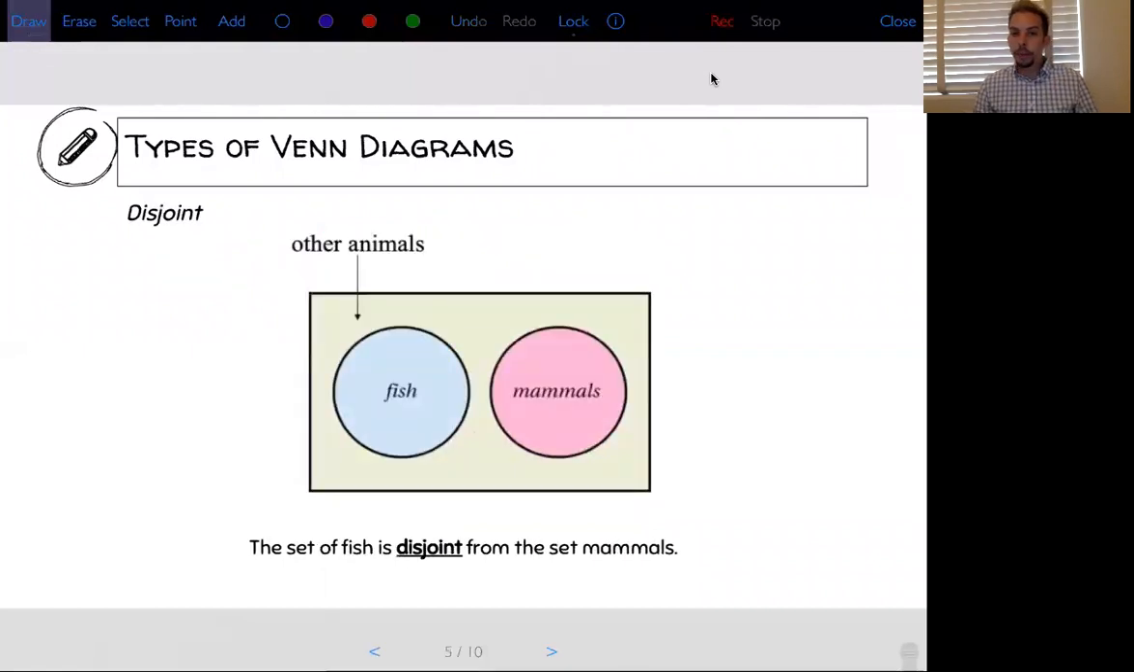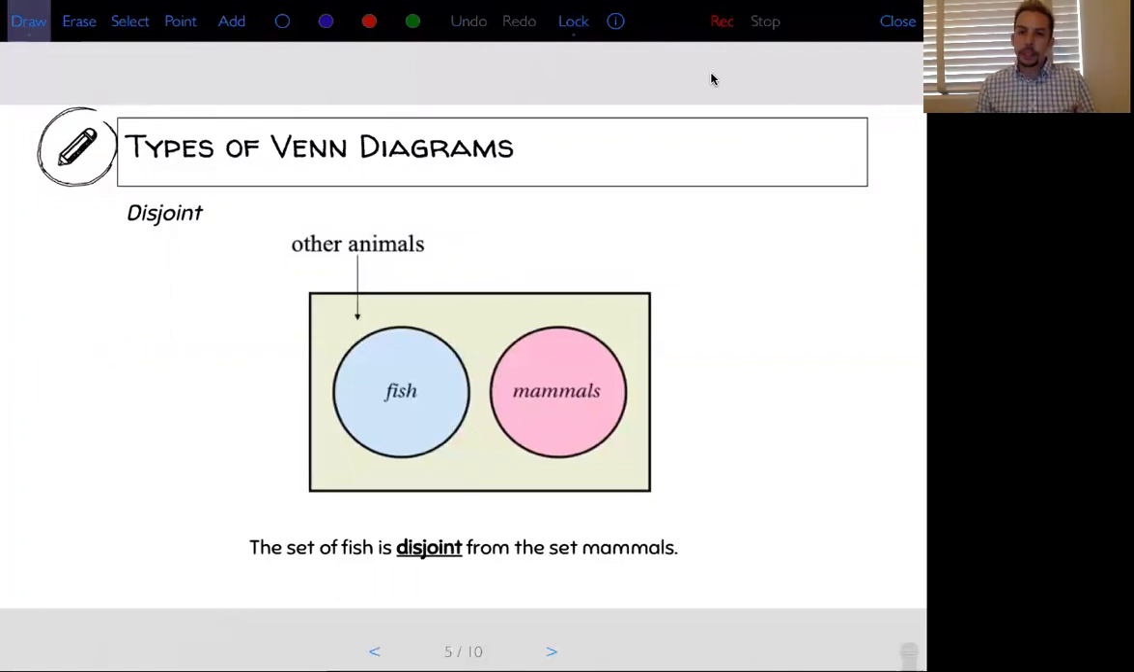Then we have disjoint. So the 2 different sets that I use for disjoint Venn diagram are fish and mammals, because there's no intersection. No fish are mammals. And so you can see here that the 2 sets are unique. They don't have any overlap. There are places where if you're not a fish and you're not a mammal, where you go, that's going to be on the outside of those 2 circles.